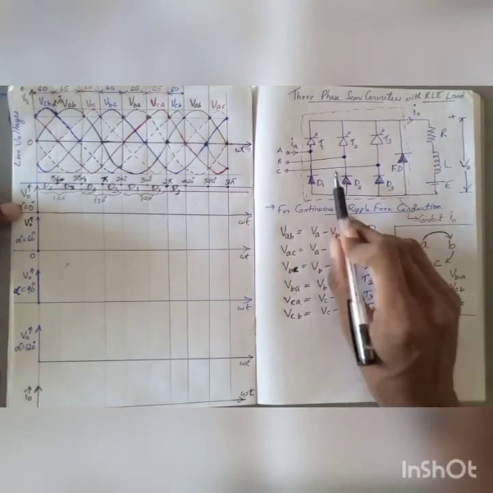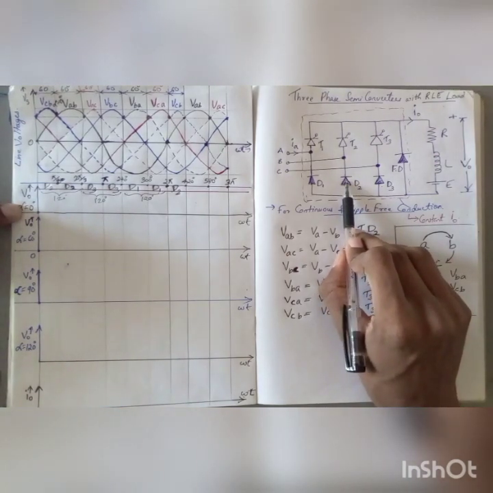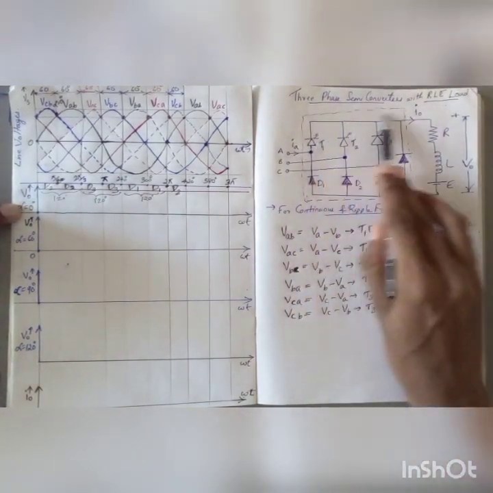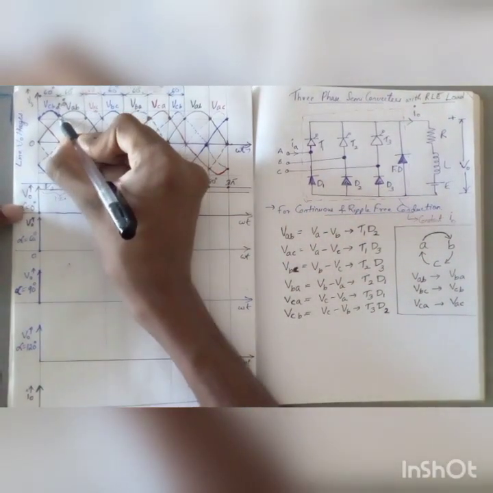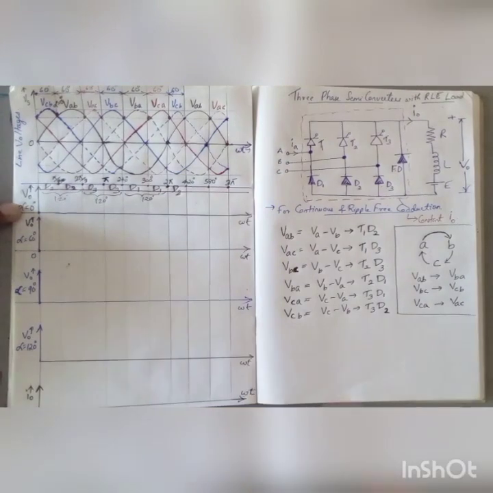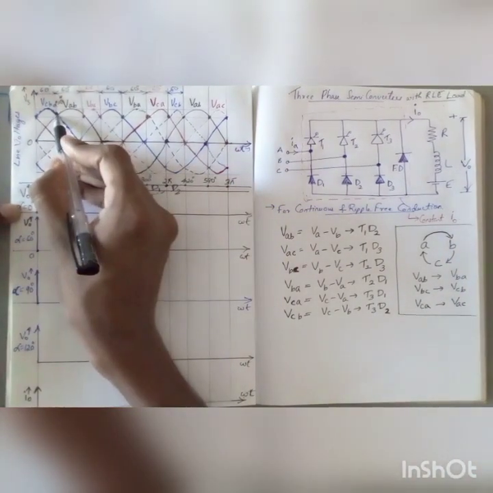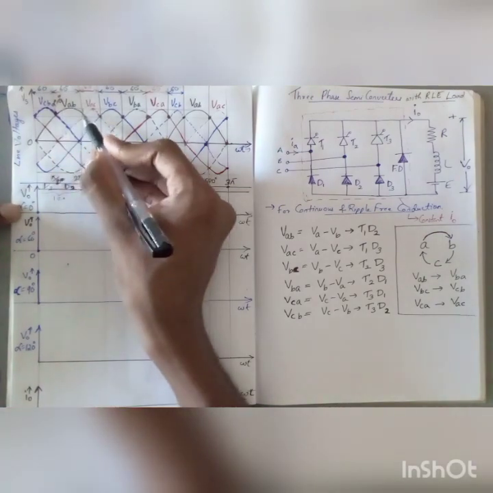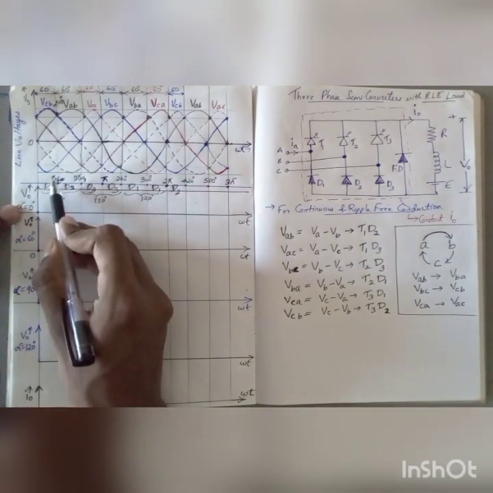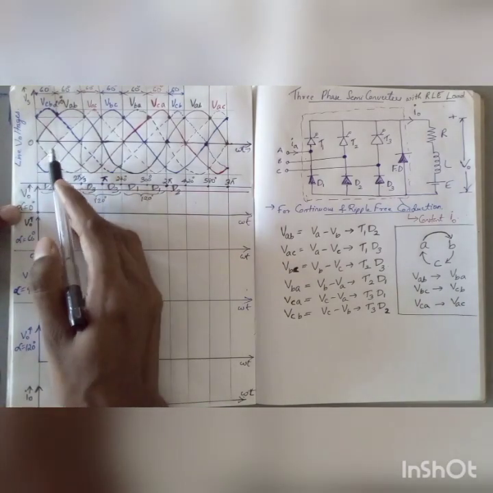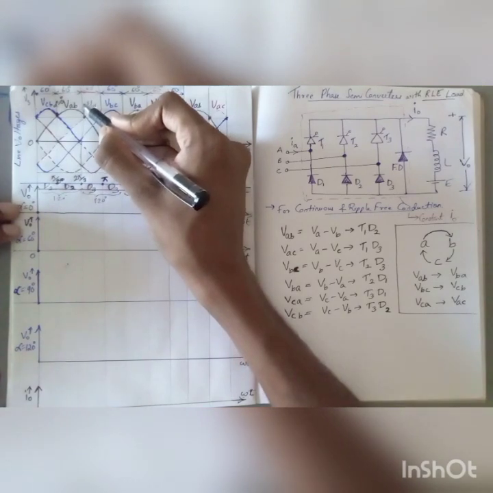During VAB, my D2 is already under conducting state. So VAB will appear across V0. Just have a look: VAB will be appearing across V0 from alpha equal to 0 onwards, from omega t equal to 60 degree to 120 degree.